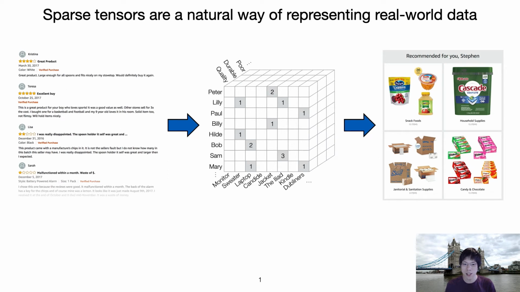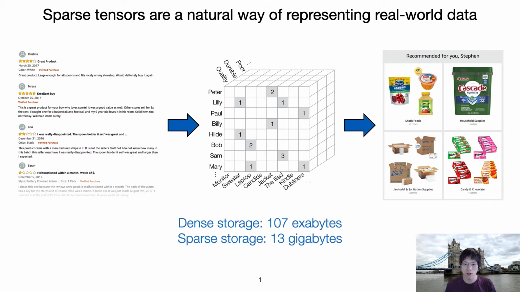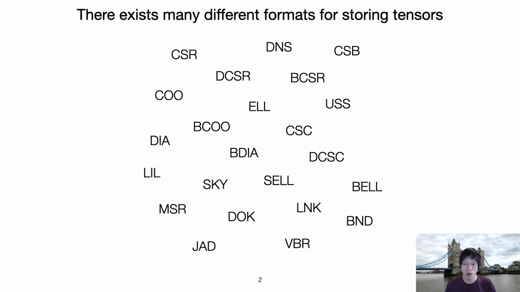Now, as we can see in this example, tensors that represent real-world data are often very sparse, meaning that most of their elements are zeros. But often they're also much too large for every element to be stored in memory. So to be able to store such sparse tensors without needing, say, a whole data center, we have to store them in some specialized format that compresses out the zero elements. And over the past several decades, many formats have been proposed for efficiently storing sparse tensors in memory.